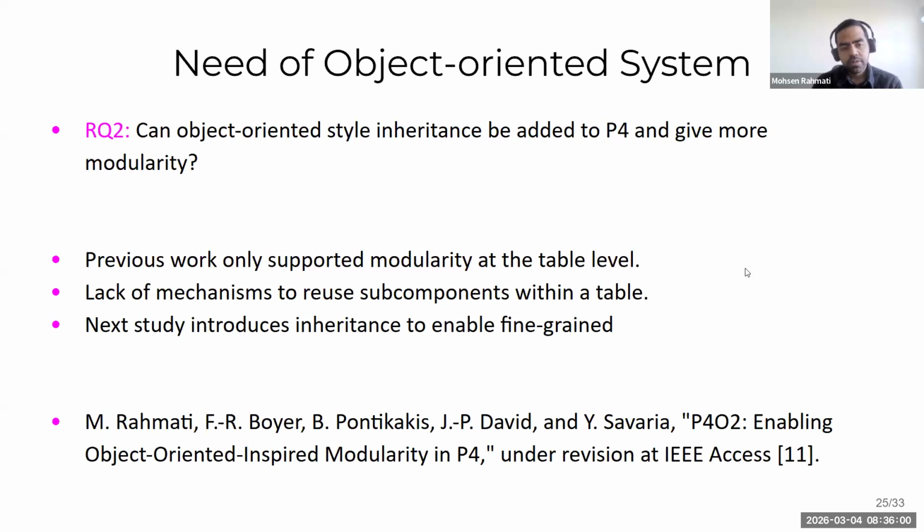And for the second question of this research, I mean, the need for an object-oriented system in P4. For example, in P4Muse, we can just support modularity at the table level, as I mentioned. For example, we can just keep one table if two tables are the same, and there is a lack of a mechanism to reuse subcomponents within a table. So in the next study, we introduce inheritance to enable fine-grained modularity, and it is under review. This work, P4OO, is under review at this time, and is also presented in my thesis.